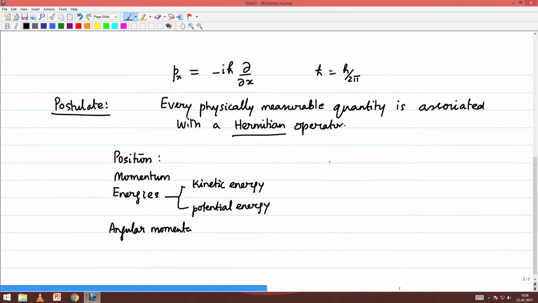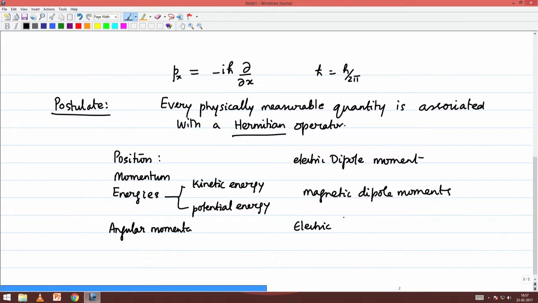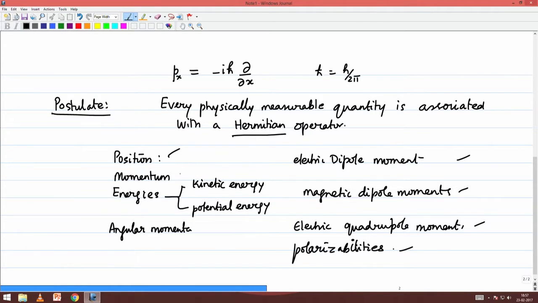Then molecular properties: electric dipole moment, magnetic dipole moments associated with nuclei and electrons, electric quadrupole moment, it's a multipole moment, polarizabilities. These are measured in spectroscopy, all of these things and more. Polarizabilities, all these things are represented by operators in quantum mechanics.